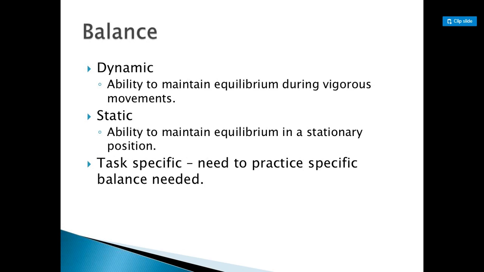Balance. We shall discuss dynamic and static balance. Dynamic is the ability to maintain equilibrium during vigorous movements, and static is the ability to maintain equilibrium in a stationary position. Now what is task specific? It needs practice of the specific balance needed.